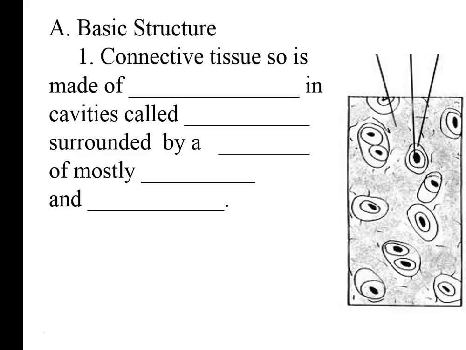So let's look at the basic structure of cartilage. There's a picture on your note sheet that looks something like this. Cartilage is a connective tissue, so we know all connective tissues have cells that are spread out, a matrix in between, and in the matrix are our fibers. So this is a connective tissue, so it has cells called chondrocytes that are spread out.